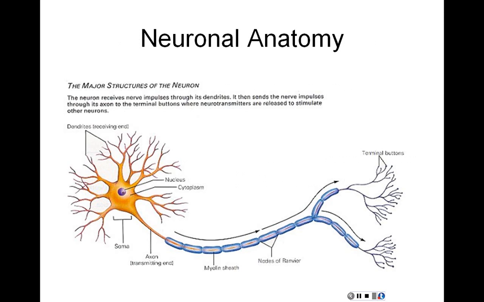This should look familiar. Neuronal anatomy. Okay, we have the dendrites, which receive information. The body, or the soma of the cell, where you have the nucleus and the cytoplasm, all the protein machinery. The axon, which transmits information from one end of the neuron to the other. And finally, the terminal end, which will send a signal on to the next neuron. That's the basic structure of a neuron. The dendrites, the body, the axon, and the terminal end.